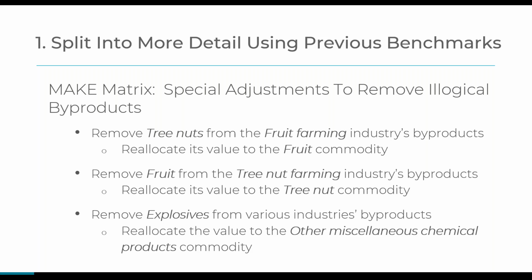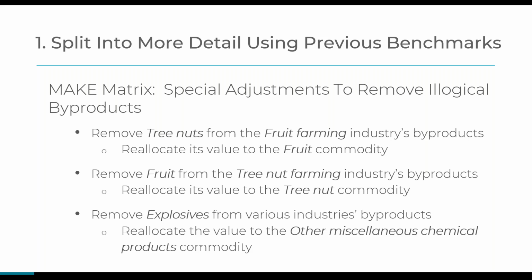So keeping with our tree nuts and fruit examples, I have to remove tree nuts from the fruit farming industry's byproducts because I want fruit farming to make fruit, not tree nuts. And so we reallocate that tree nut production value to the fruit commodity. And likewise, remove fruit as a byproduct from the tree nut farming industry and give its value to the tree nut commodity.